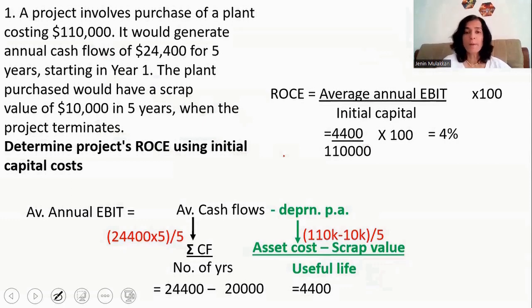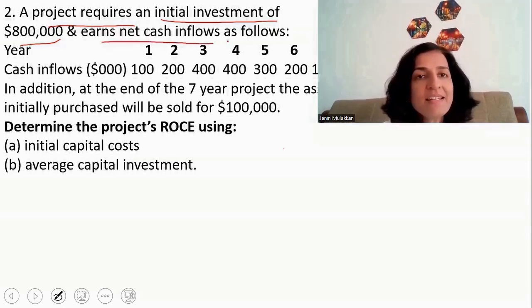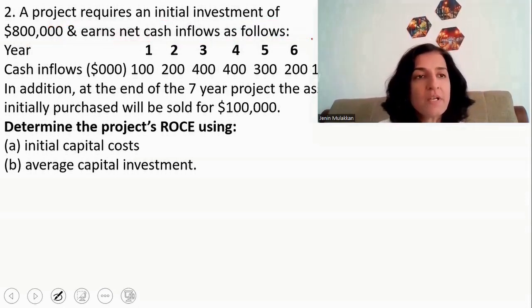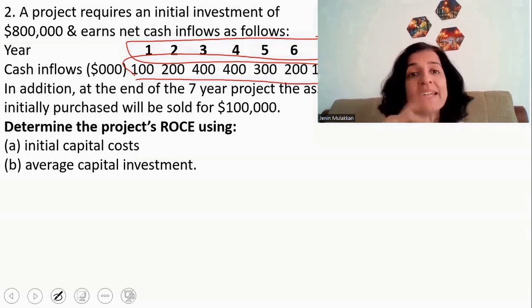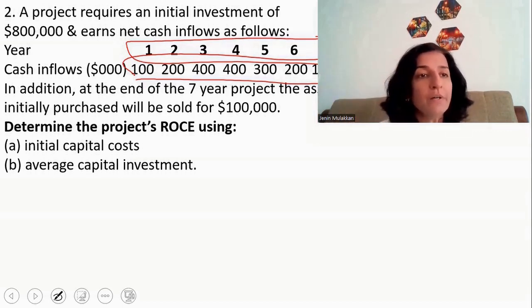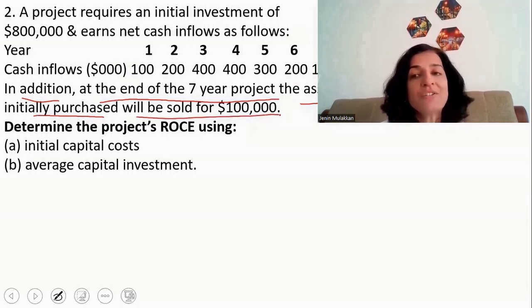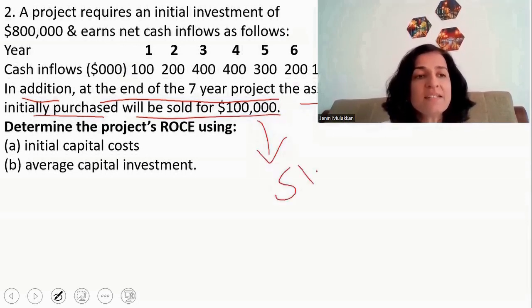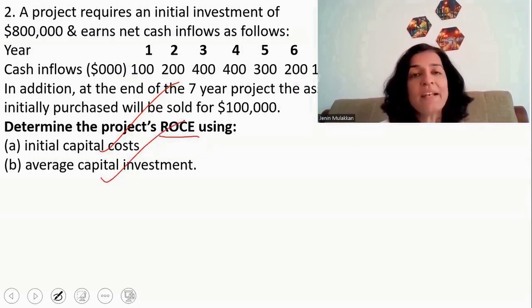Moving to question number 2, a project requires an initial investment of $800,000 and earns net cash inflows as follows. So you're given years from 1 to 7, and these are the cash flows. So please note that these are not constant cash flows. The cash flows are varying from year to year. In addition, at the end of the 7-year project, the assets initially purchased will be sold for $100,000. So this is basically the scrap value. Determine the project's return on capital employed using the initial capital cost and the average capital investment.